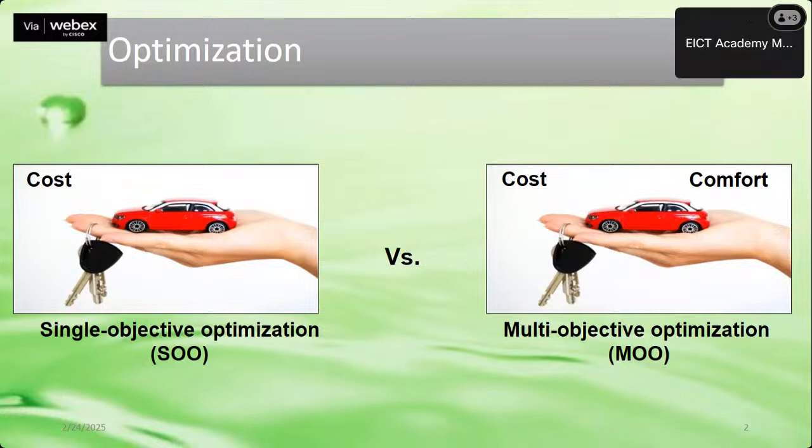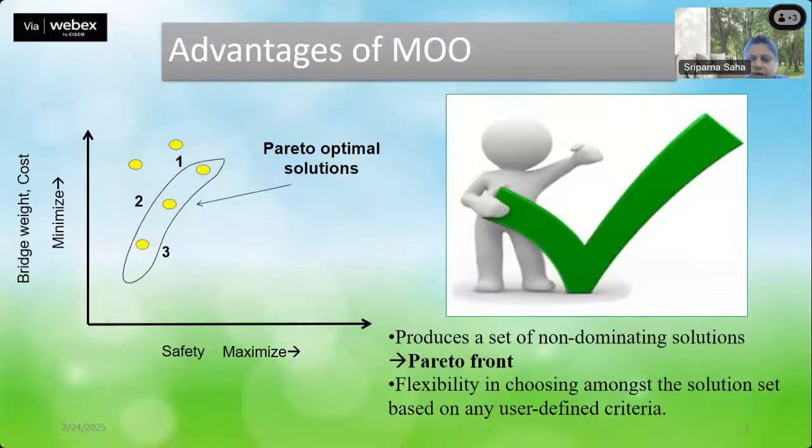And if you are maximizing comfort, then the cost will also go high. So cost and comfort are conflicting objective functions, and it is not possible to simultaneously optimize both. These kinds of problems are called multi-objective optimization problems. There is another kind of problem, the single objective optimization problem, where we are simply optimizing a single objective function, like only cost. In the multi-objective case, we get a set of solutions on the Pareto optimal set. These are called the non-dominated set of solutions.